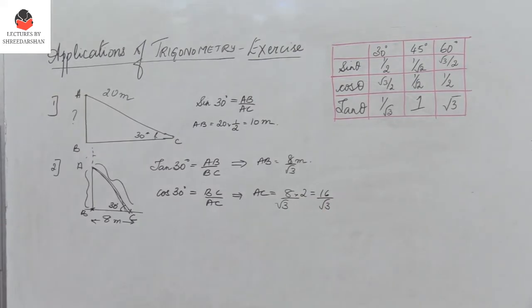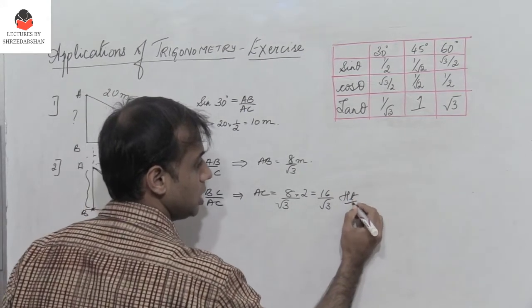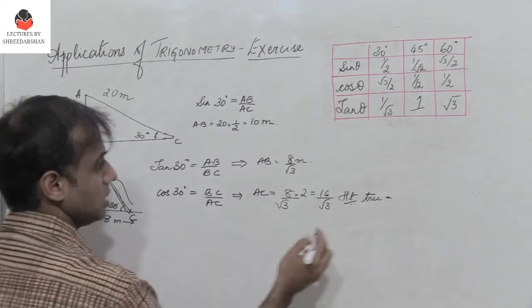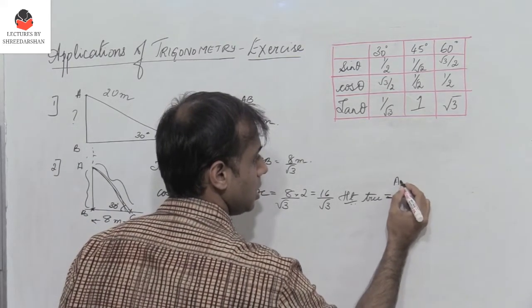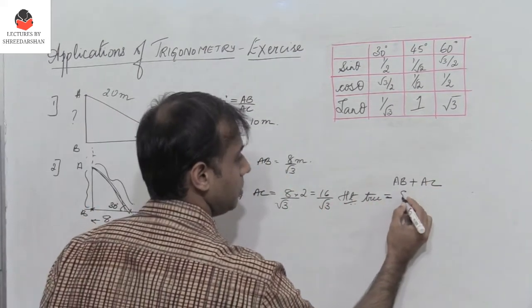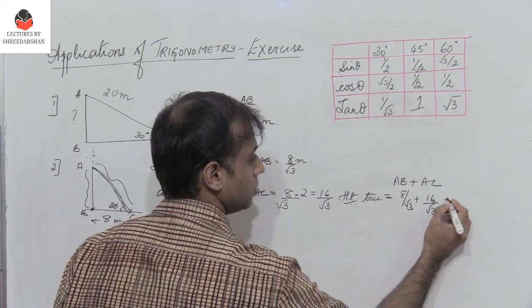So now what is the height of the tree? The height of the tree is nothing but AB plus AC, isn't it? So it is AB plus AC. And AB is 8 by root 3 plus 16 by root 3, right?